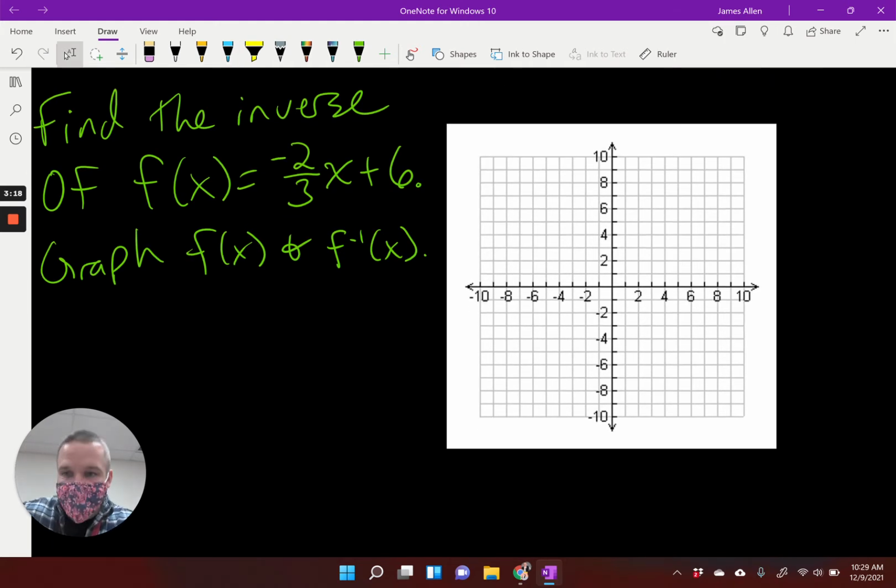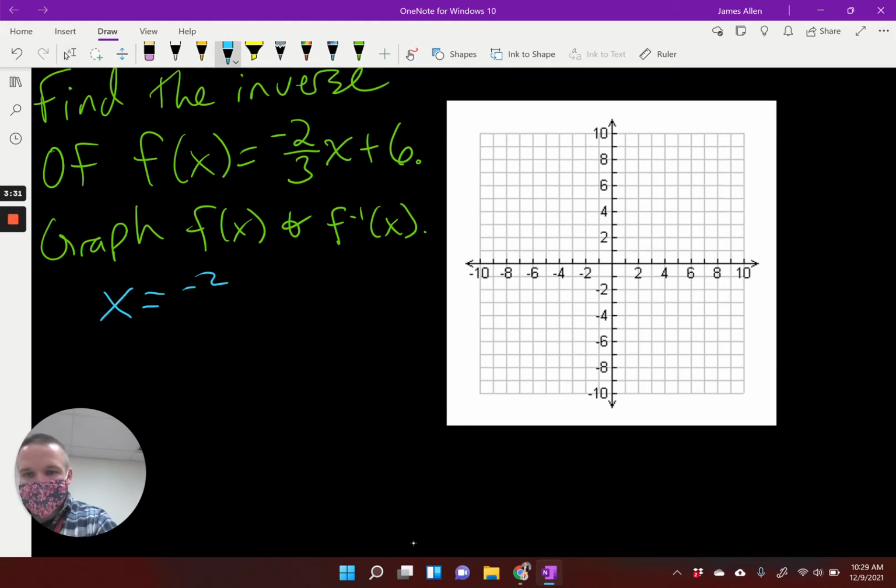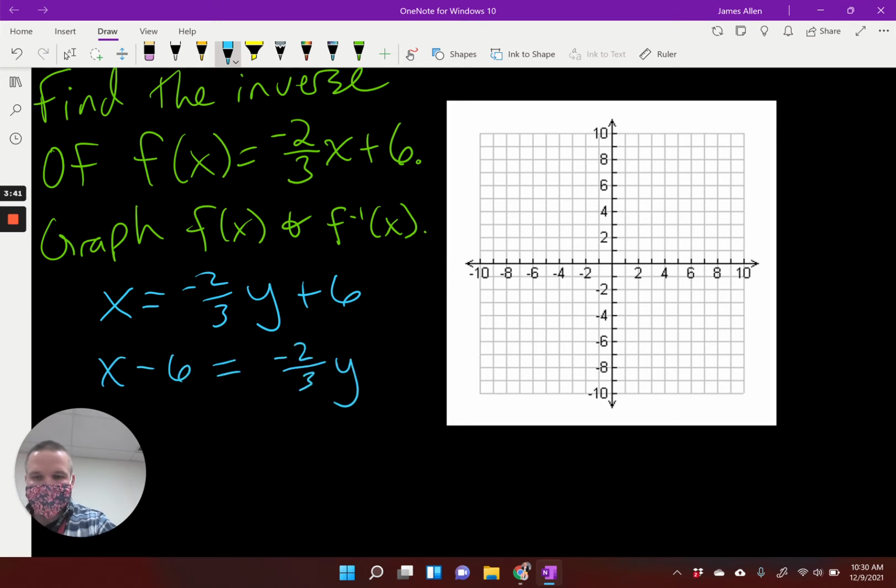Time for some inverse action. So now we're going to find the inverse of f of x, and then we're also going to graph both of these, okay? So I'm going to do my inverse in a light blue. So I'm going to switch my x and y. So it's going to be x equals -2/3 y plus 6. And now I need to subtract 6. So I get x minus 6 equals -2/3 y.